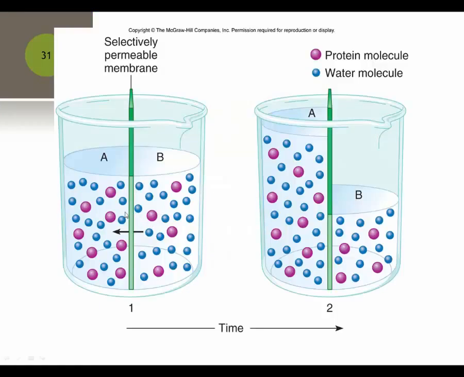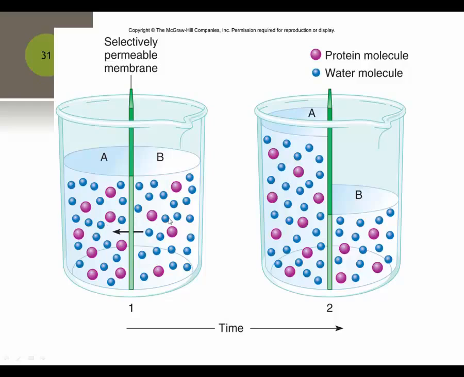So let's give an example of this. On the left, you see more solute. In this case, the solute is a protein, therefore less water. On the right, we see less solute, therefore more water. Water will flow from more water to less water, or you could think of it as water flowing from low solute to greater solute.